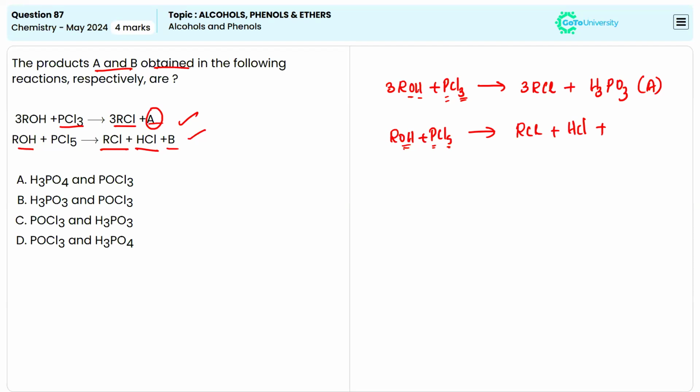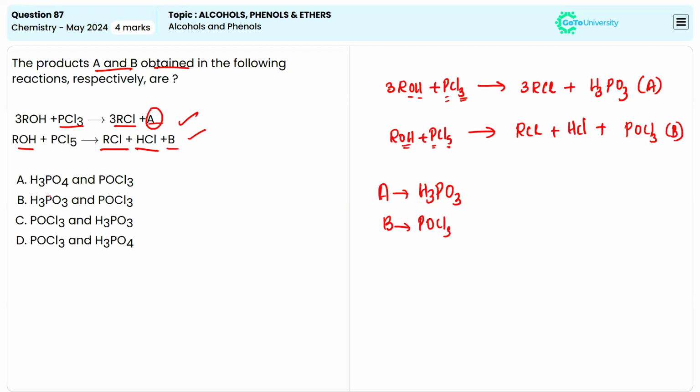Okay, so we can see that the hydrogen is always gone with HCl. So one of the chlorine is gone with HCl again. So we have remaining three chlorine, one oxygen, and one phosphorus. So the product will be POCl3, that is B. So the product A in the first reaction is phosphorus acid, that is H3PO3, and B will be POCl3.